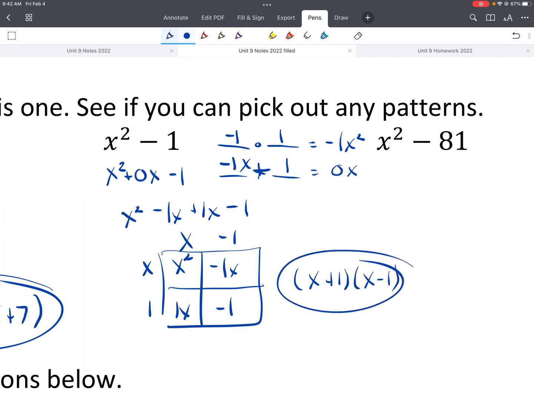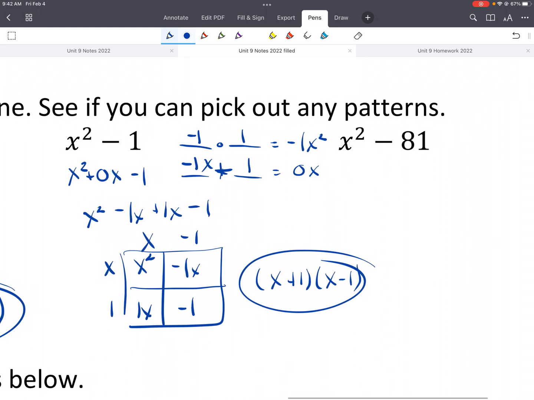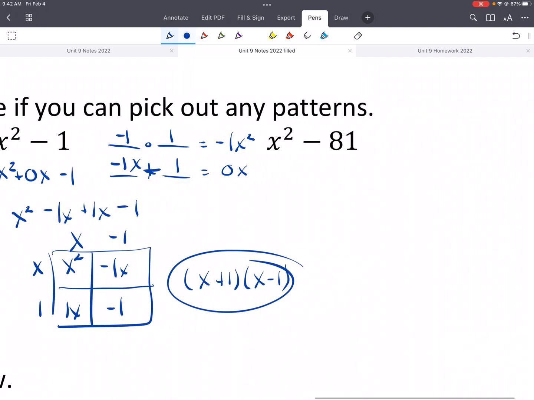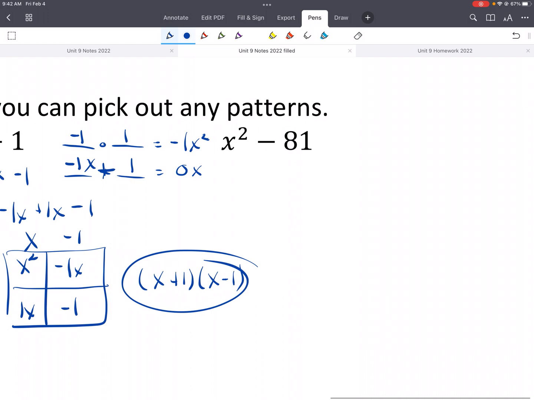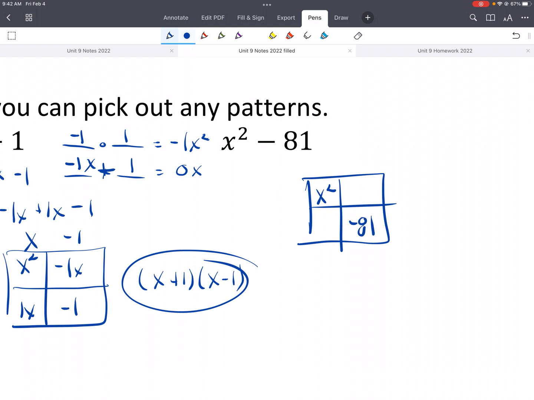Okay? So depending on how well you're understanding this or how you feel about it, some of this you can do a lot quicker than going through all of that. So I would be okay to just say, well, here's my box, x squared, negative 81, okay? So what are the factor pairs that can give us 81?